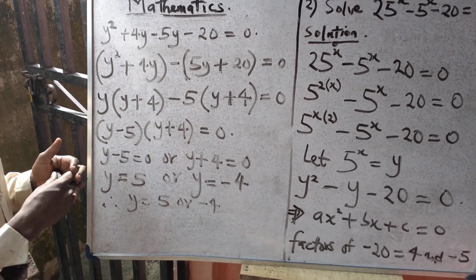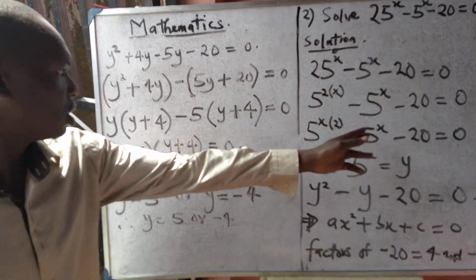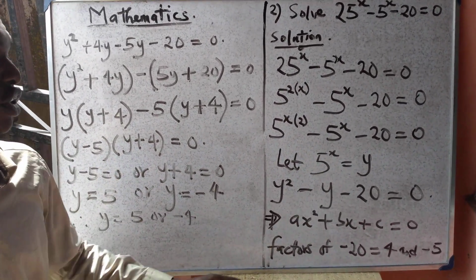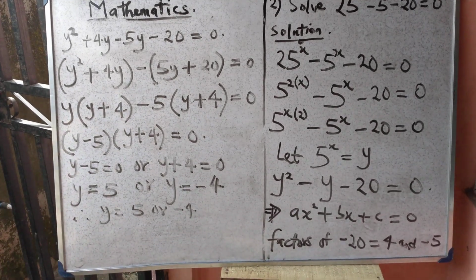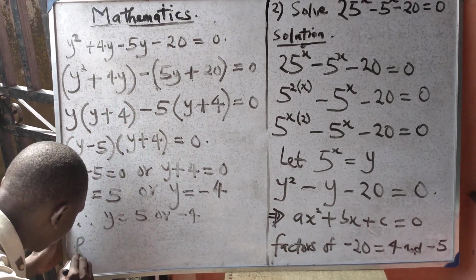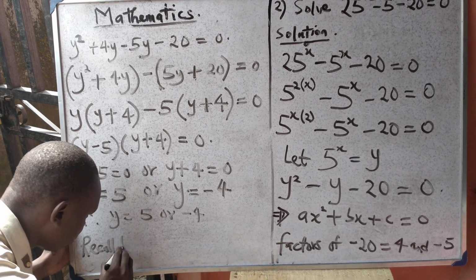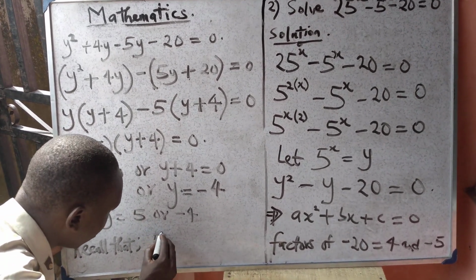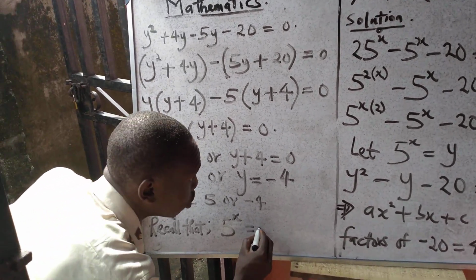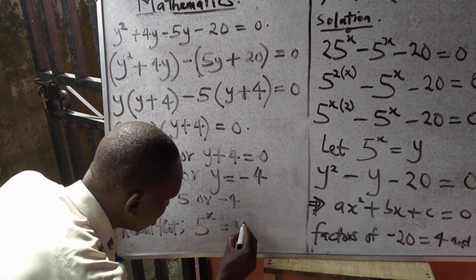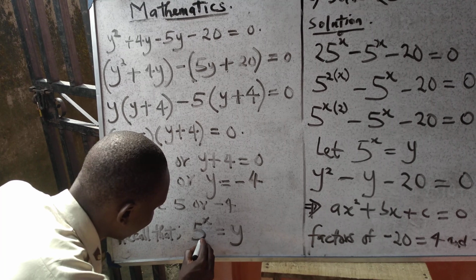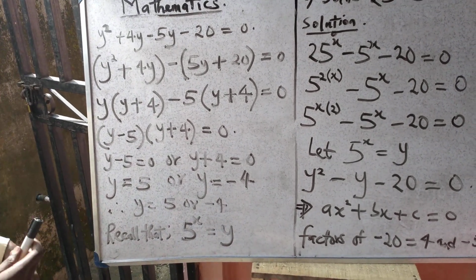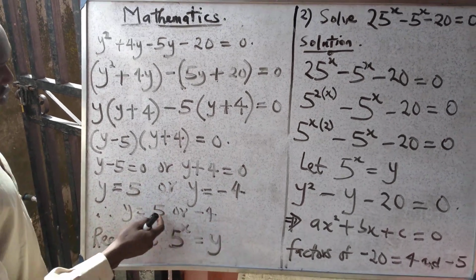Now we are not done with this solving. Let's come back to this side of the equation. They said let 5 raised to power x be equal to y. So recall that 5 raised to power x is equal to y. So you will solve it for the two of them.